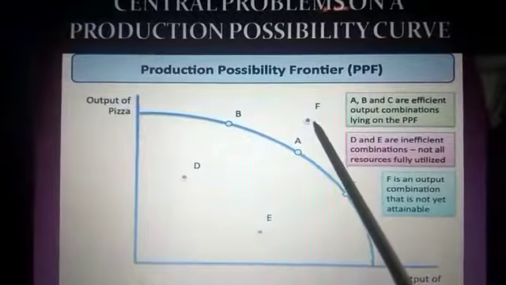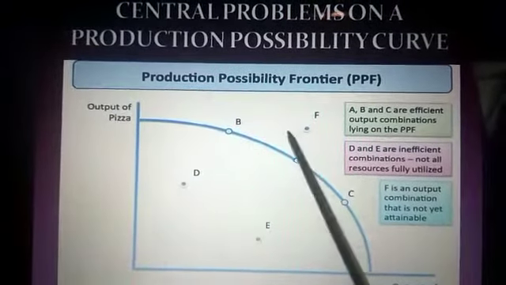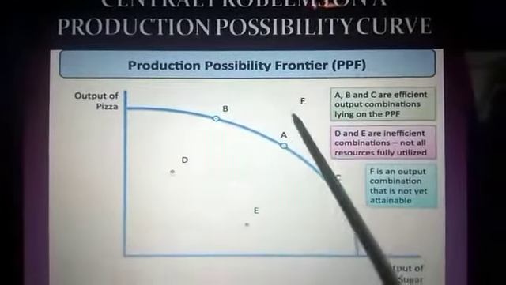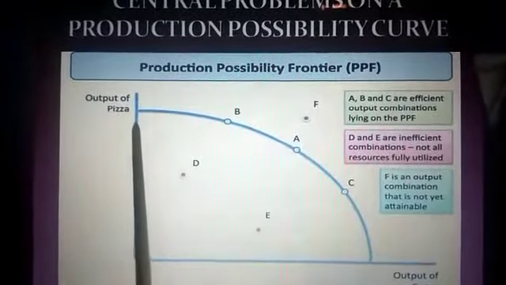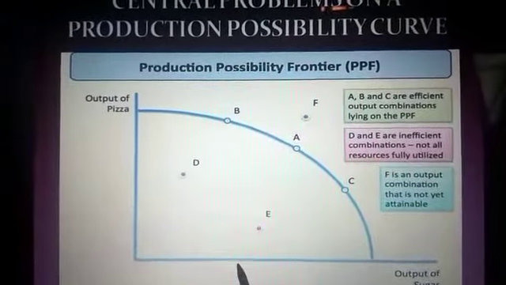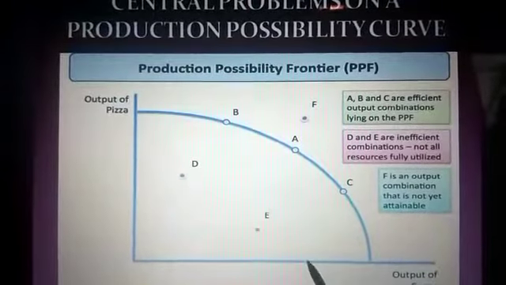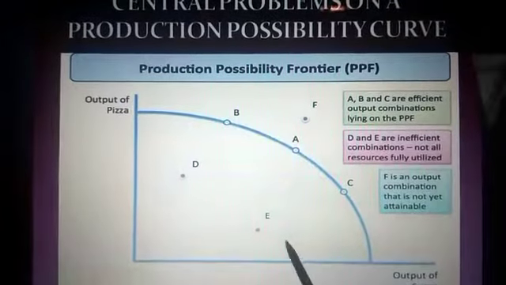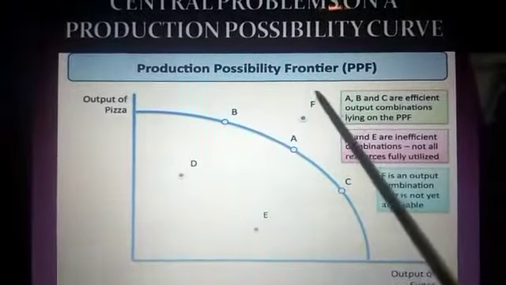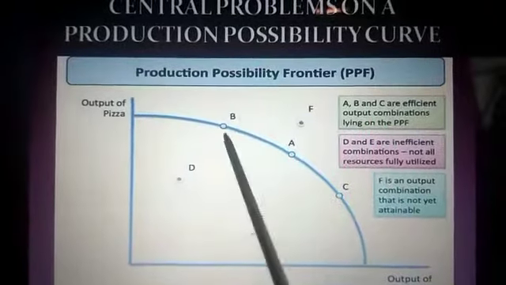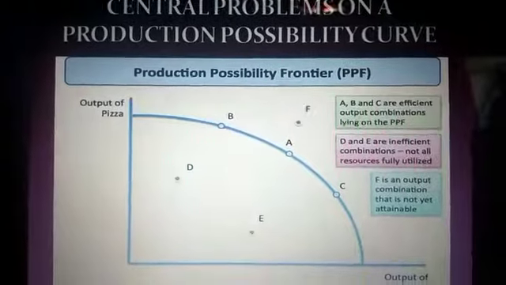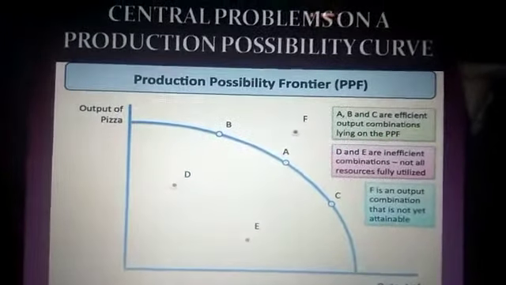Now look at the point F. At point F, we are producing this much amount of pizza. At that much amount of pizza, according to our PPC, we should be able to produce this much of sugar. But according to F, we are manufacturing this much of sugar, which is beyond the capacity of the economy because of limited resources. So F is a point which is unattainable, because with that much of resources, we cannot produce the quantity of combinations they are showing.